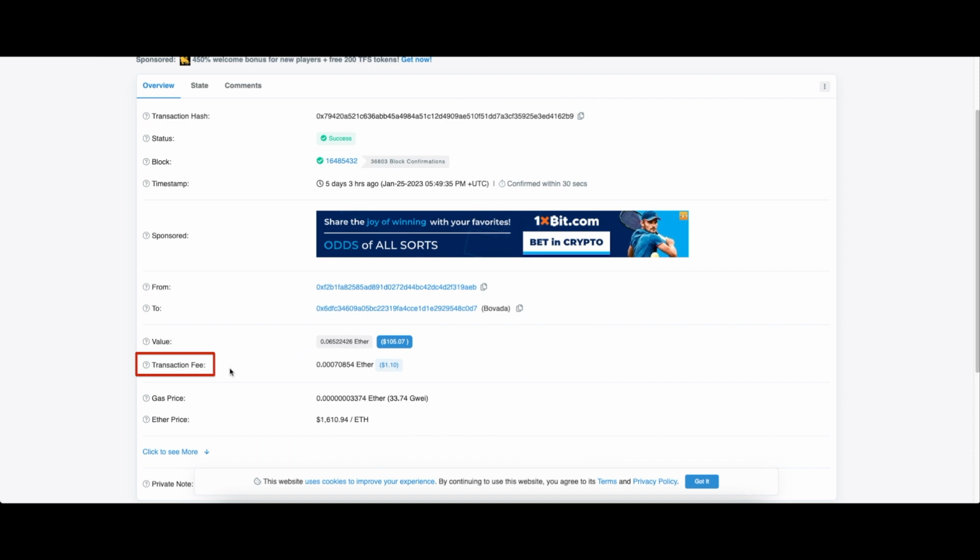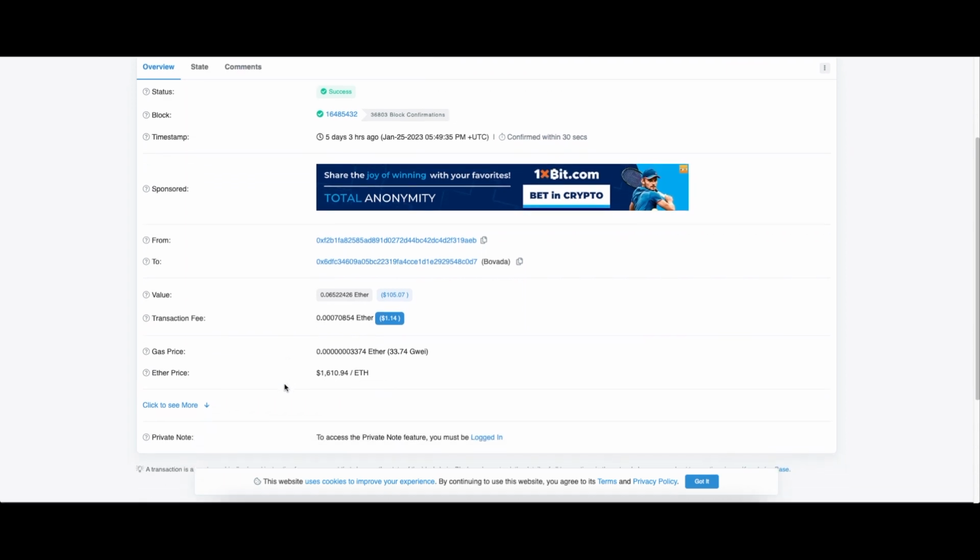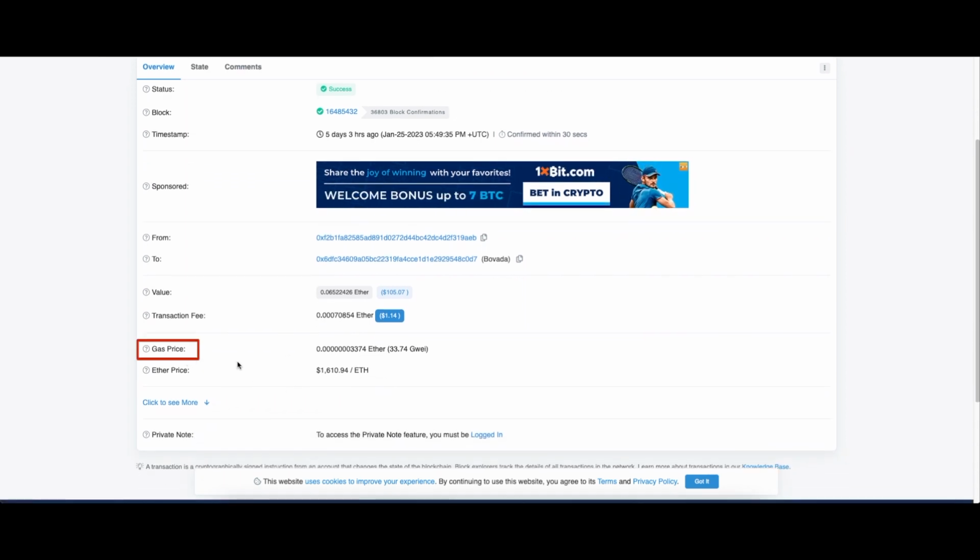Below that is the transaction fee, also known as the gas fees. This is the fee charged to execute a transaction on a blockchain. Just like the value, the listed fiat price reflects the current value. Click on the price to see the spot price for the day of the transaction. Next is the gas price. This is the cost per unit of gas for the transaction.